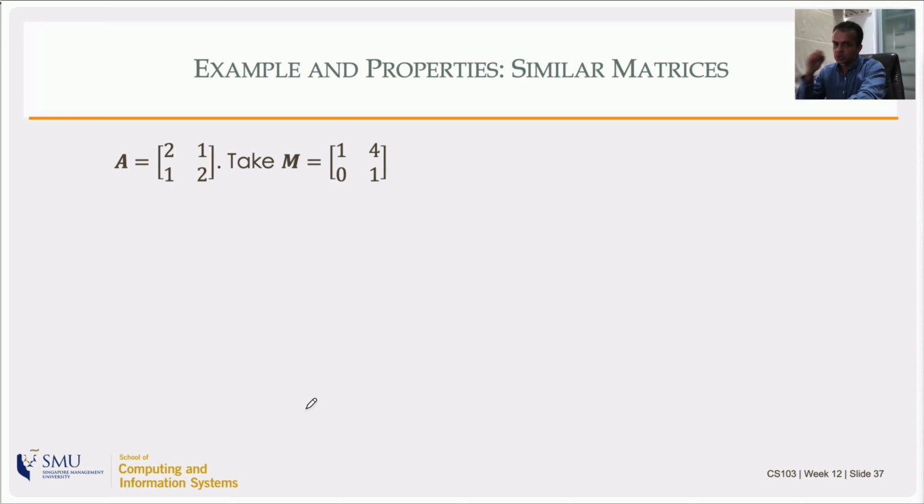Some properties. Let me just go through the properties of similar matrices. Take some other invertible matrix M. So this is invertible, and the inverse: swap the diagonals 1 and 1, change the sign, so 0 and minus 4. And the determinant here is 1 times 1 minus 0, so the determinant is 1. So that is easy. That is the inverse.